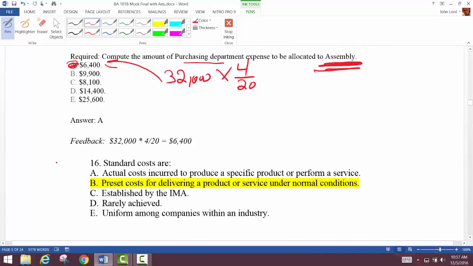Standard costs are preset costs for delivering a product or service under normal conditions, right? I guess. I don't know. If they say so, okay. This is, again, another one of those things. If you want to say it's a preset cost, you could probably lock a managerial accountant in a dungeon and tell them you won't let them out until they get this answer, and they'll just die in there because they're not going to say, oh yes, preset cost, that's what it is.